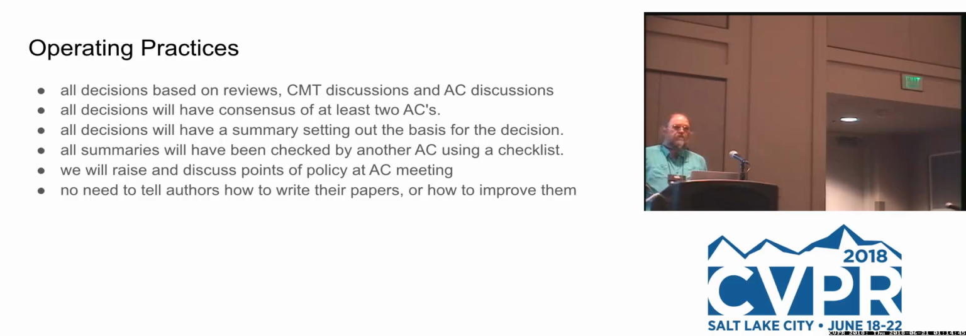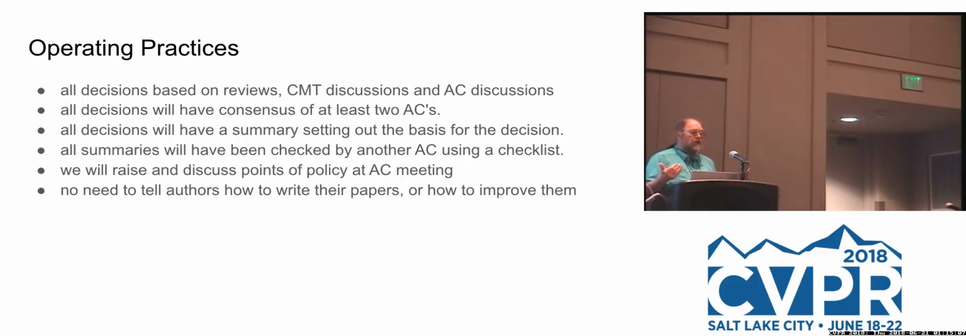All decisions will have a consensus of two ACs. All decisions will have a summary setting out the basis for the decision. All summaries will have been checked by another AC using a checklist. We will raise and discuss points of policy at the meeting, and there is no need to tell authors how to write their papers or how to improve them. By the way, your mileage may vary, but we need statements of practice.